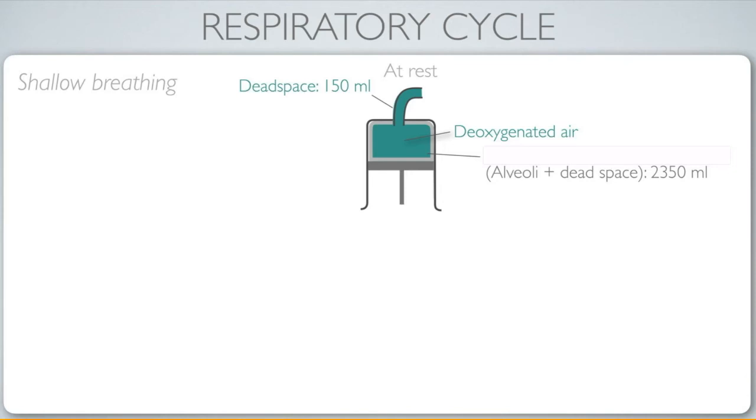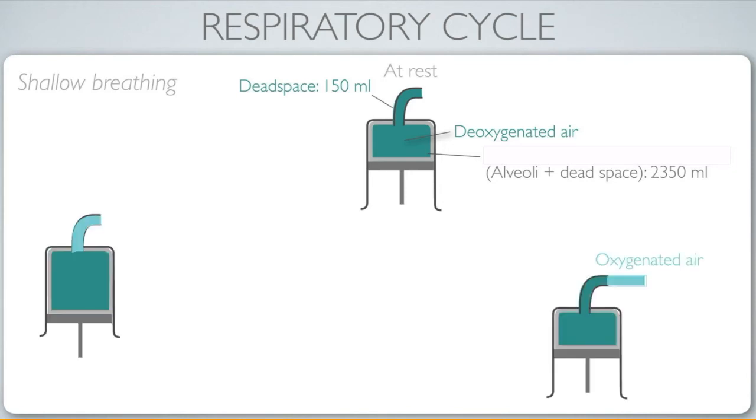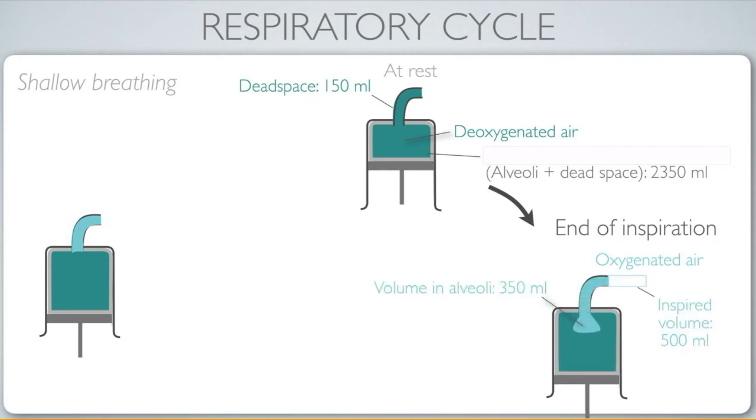All right, so let's look at other states in the respiratory cycle. So we have the end of inspiration. The goal with inspiration is to bring oxygenated air in, right? So that's what we see here. On the end of inspiration, we have that volume of air brought in. For shallow breathing, this is when you're at rest, the total inspired volume is 500 milliliters. The amount that reaches the alveoli, the amount that can be exchanged with the blood, is 350.